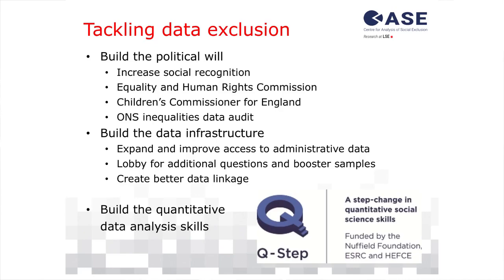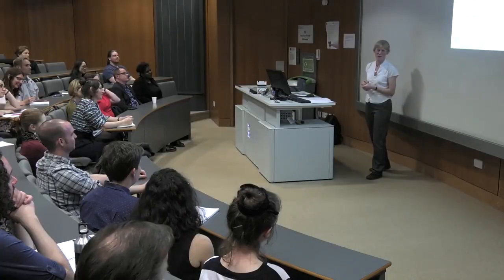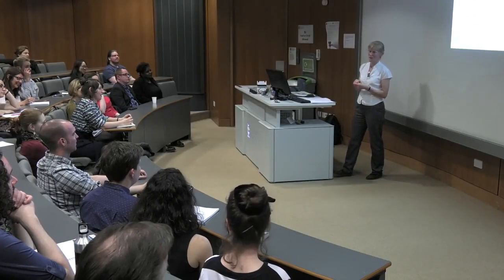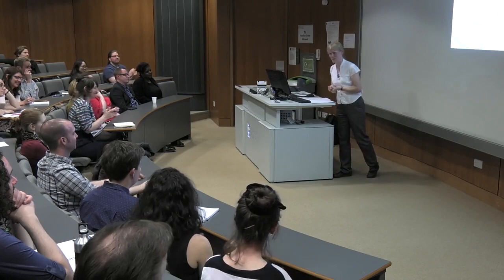Similarly, for booster samples to get us more power in our analyses, such as the ethnic and migrant booster sample in the Understanding Society panel. And we can try to create better data linkage by more intelligent use of identifiers that can enable us to link across data sets, always assuming, of course, that appropriate consents are in place. And perhaps most importantly of all, we can build the quantitative data analysis skills that enable people to make use of this wealth of data once it's actually available. So really, it's over to you. Thank you very much.